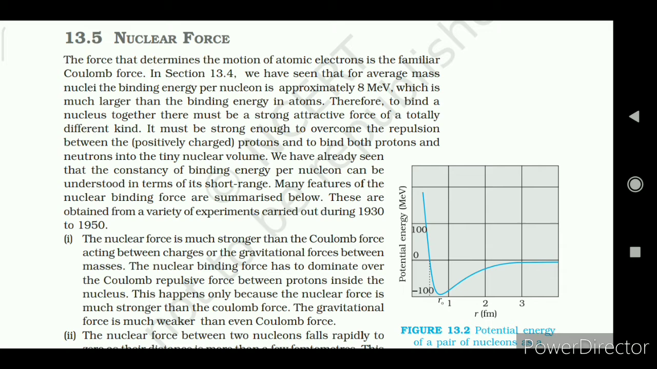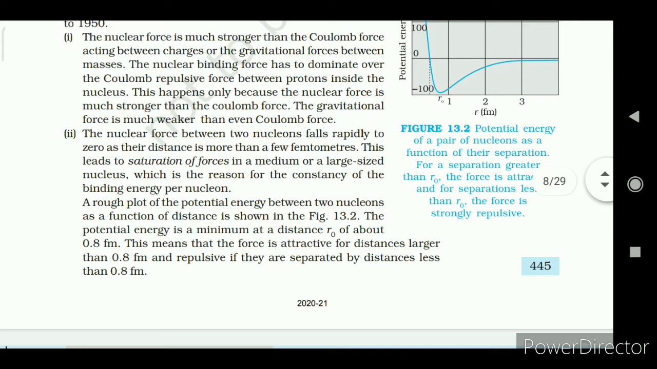There is also another unit named curie, which is widely used and is related to the SI unit as 1 curie is equal to 3.7 times 10 to the power 10 decays per second, that is equal to 3.7 times 10 to the power 10 becquerel.